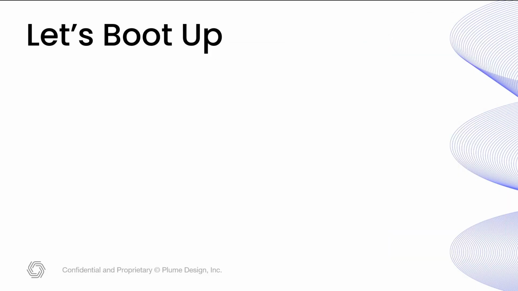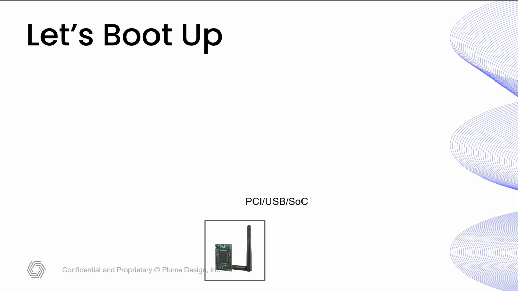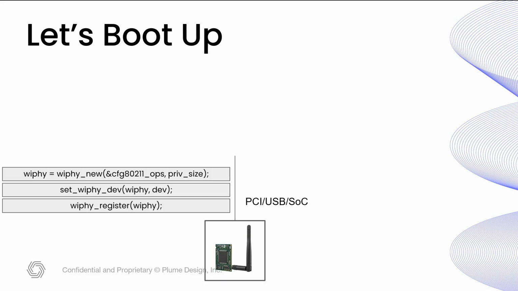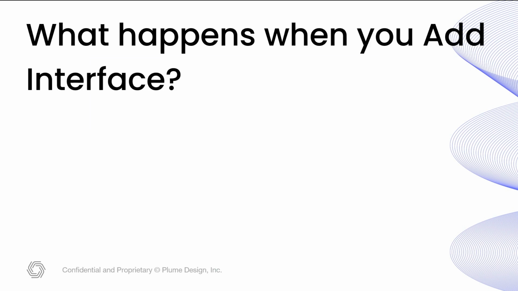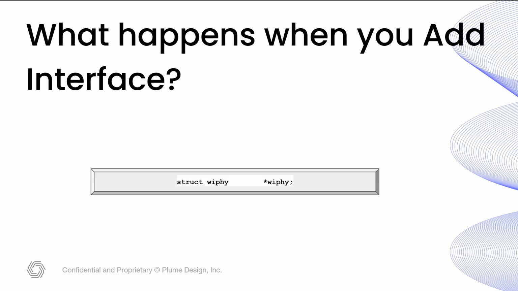So let's boot up. Any Wi-Fi radio connects to the system via PCIe or USB, or maybe it is already part of a SoC. When the system boots up, the Wi-Fi driver registers this Wi-Fi radio, registers the PHY device, and creates an instance of a struct called struct wiphy and populates all the necessary fields in it. Until now, we don't have any interfaces created on the radio. So let's create an interface on the radio.